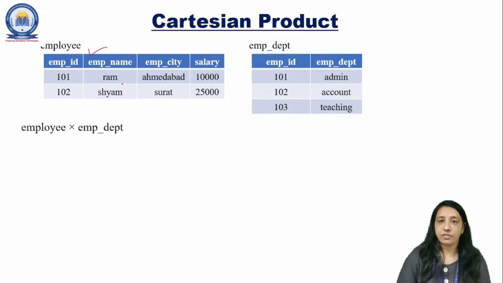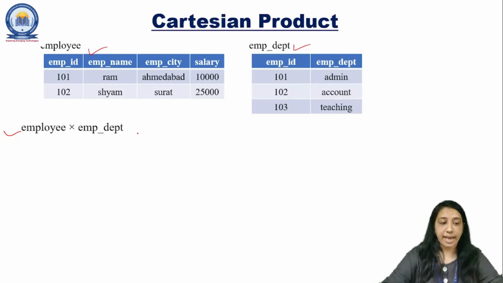So here we are considering two tables. Employee stores the basic details of an employee: ID, name, city and salary. The other table is EMP_department, which has the information about which employee is allocated to which department. For example, 101 is in the admin department, 101 is also in accounts. Sometimes an employee whose data is not stored in the employee table may still have a department allocated, like 103 and teaching.